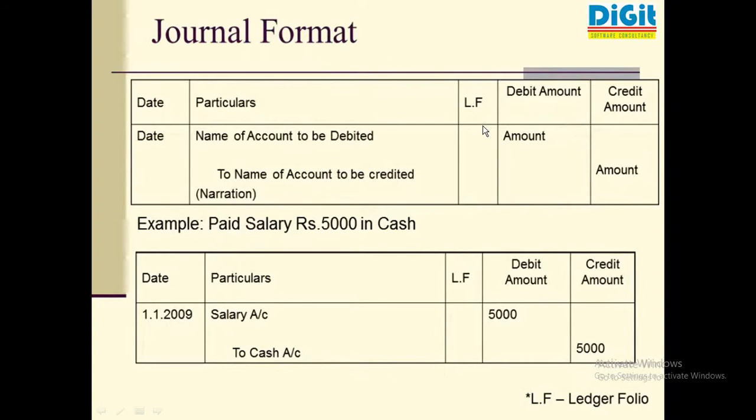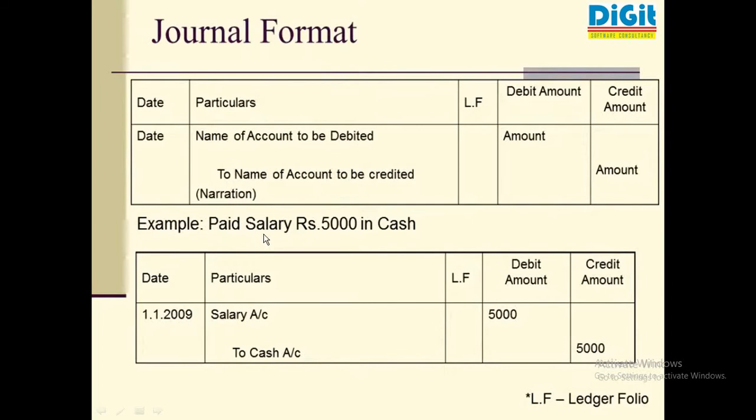Okay, so this is the debit amount and credit amount. As we already mentioned, in every transaction at least two accounts will be involved, and one will be debit and one will be credit. So here you can see the name of the account to be debited and the name of the account to be credited, and in the narration we briefly explain what happened, because sometimes the ledger name alone may not be sufficient to explain what exactly happened. That explanation will be in the narration. It is always a good habit to write the narration there.